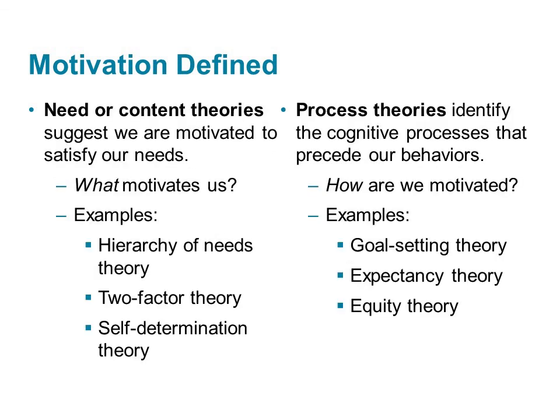Theories of motivation can help us understand what motivates us and how we are motivated. We can divide these theories into 2 categories: the need or content theories and the process theories. The first category, need or content theories, suggest that we are motivated to satisfy our needs. The hierarchy of needs theory, 2-factor theory, and self-determination theory are need or content theories.